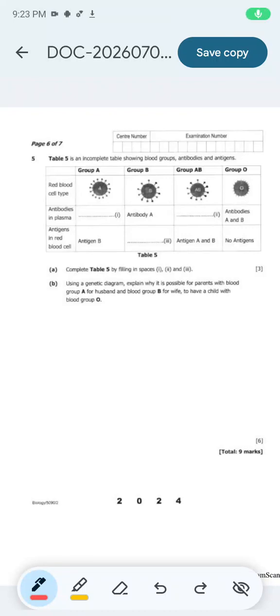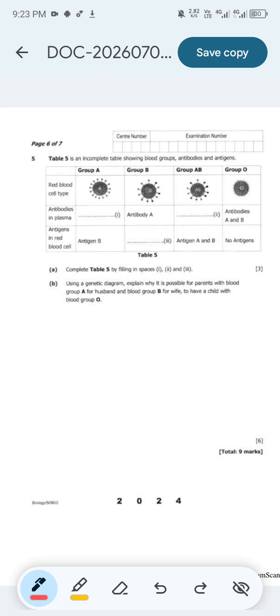Hello viewers, I would want you to pay particular attention as we are trying to resolve this blood group system question that came in 2024 biology. So I'm going to give tips that you can't miss in this particular session. So question 5 reads, Table 5 is an incomplete table showing blood groups, antibodies, and antigens.